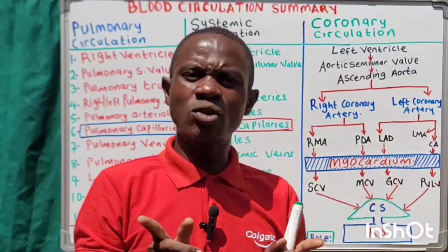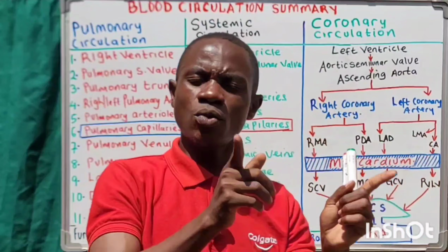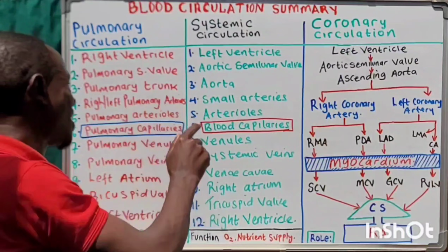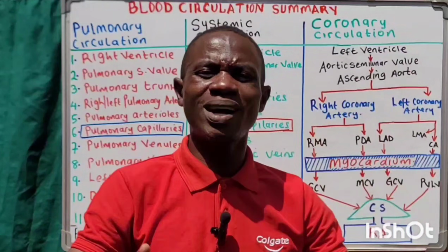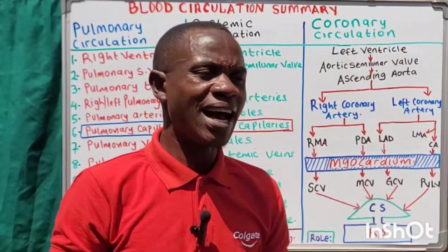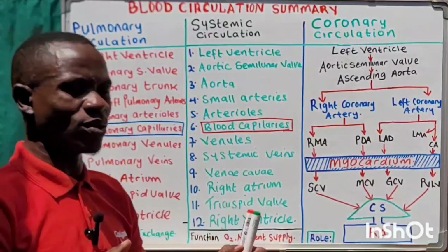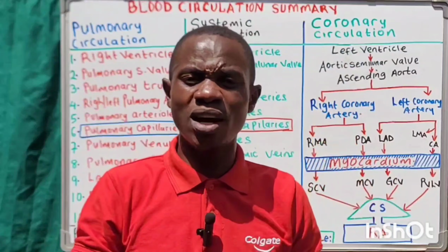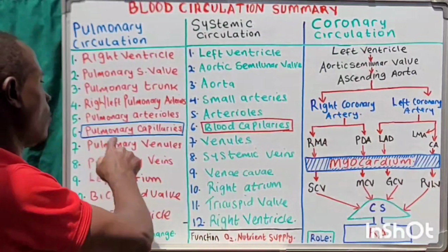These arteries take the blood to the right lung and to the left lung. The right and left pulmonary arteries also break further into other tiny vessels, which we call the pulmonary arterioles. And then eventually these pulmonary arterioles break down even further into the smallest blood vessels, which we call the pulmonary capillaries.